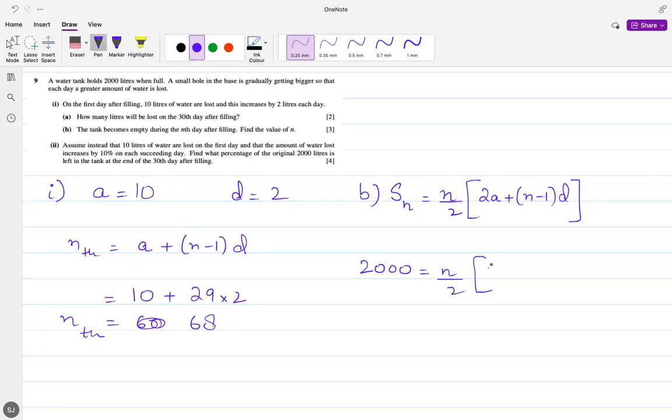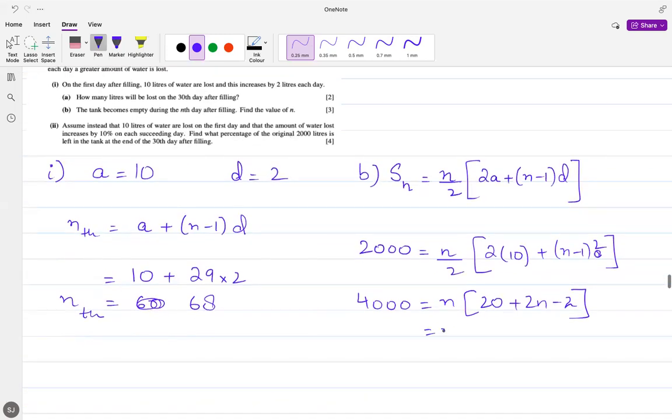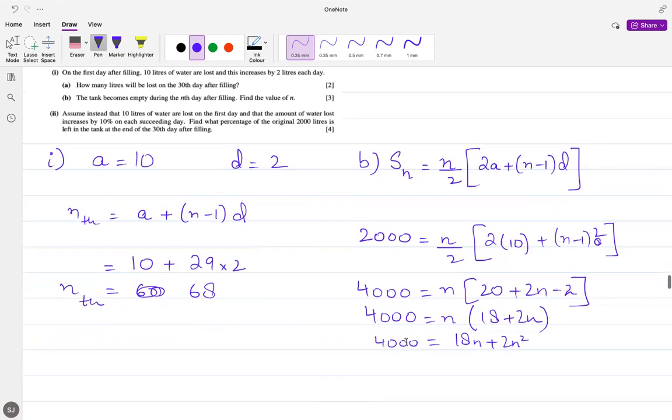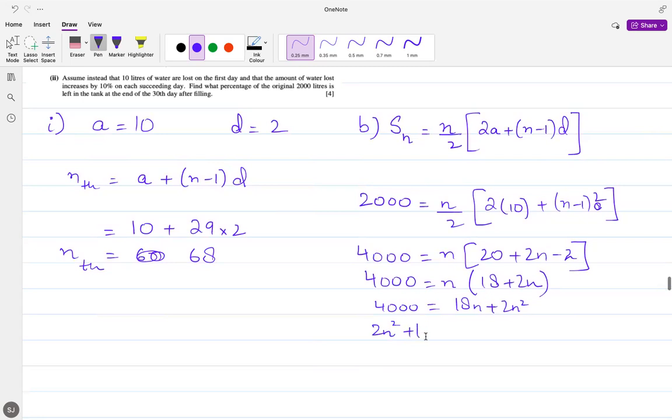We know that a is 10, so this will become 2 into 10 plus n minus 1 into 2, as the common difference was 2. Cross multiplying, we'll get 4000 equals n into 20 plus 2n minus 2. So 20 minus 2 will become 18. So this will be n into 18 plus 2n, which equals 4000. Opening the bracket, we'll get 18n plus 2n square equals 4000. Forming a quadratic equation, we'll get 2n square plus 18n minus 4000 equals 0.